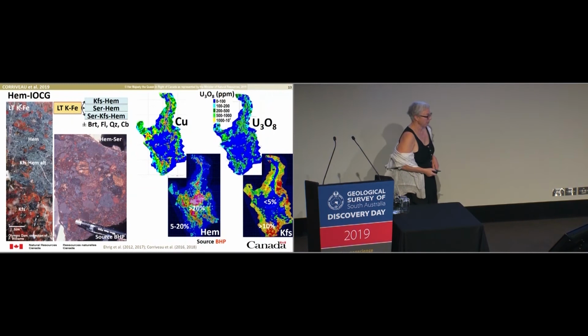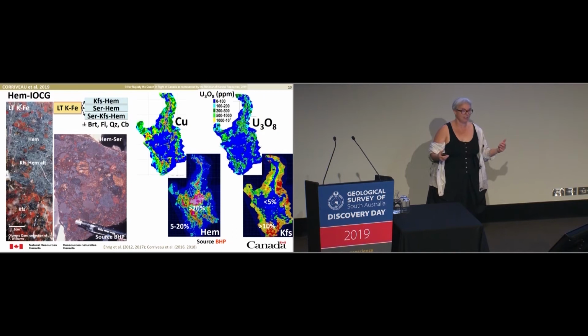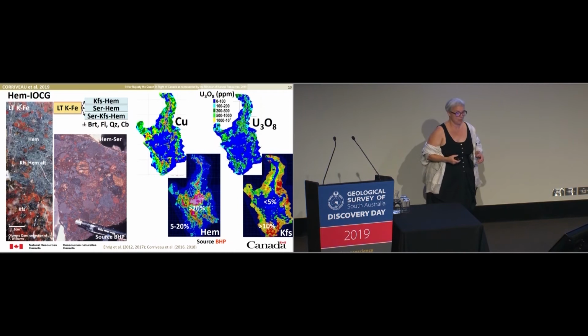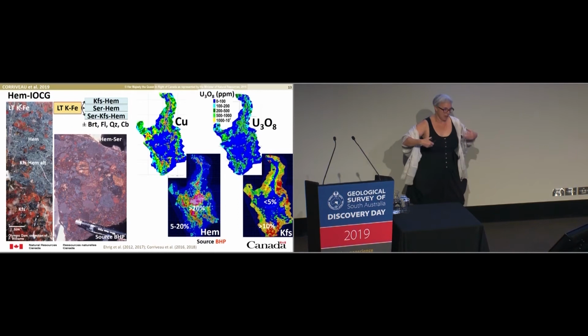And after that, you get to the low temperature potassic iron alteration, and I love the slides of Kathy because she has the K-feldspar envelope plus the hematite envelope gives you copper and uranium. Of course, that's the large scale because in real life, those systems get intensified.